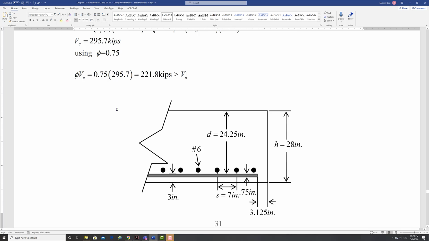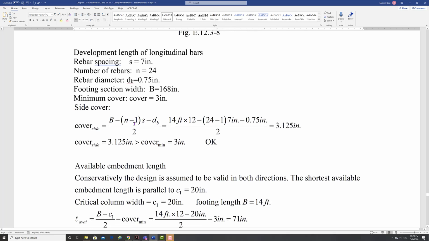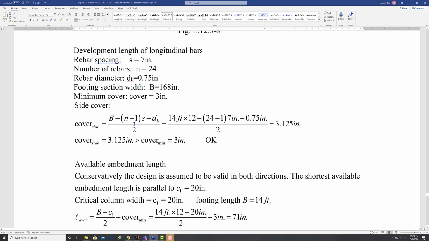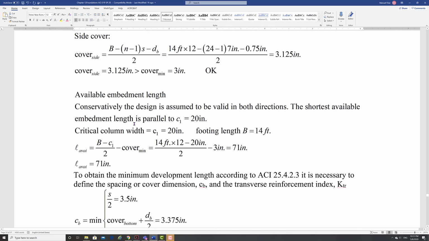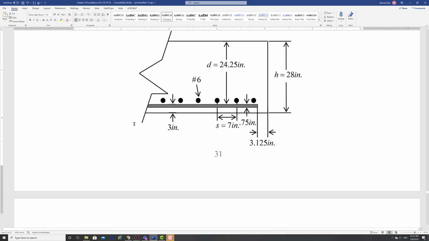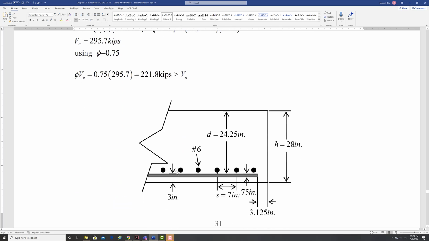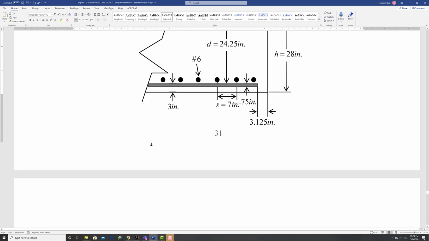Oh, you said we're done. No, I wish we were done. Now we need to go into the other stuff. Now we need to make sure what? Do you have enough length to put these bars? Development length, right? We need to have the splices. We need to have the bearings. So we still need to check those.